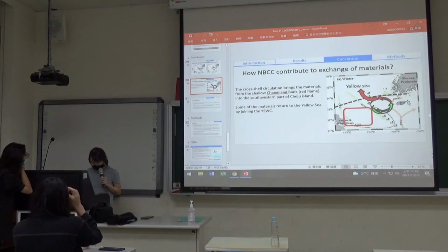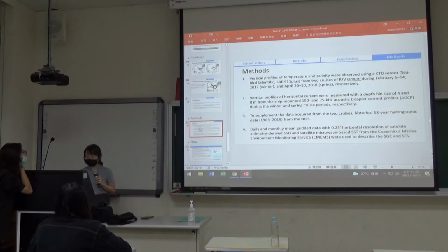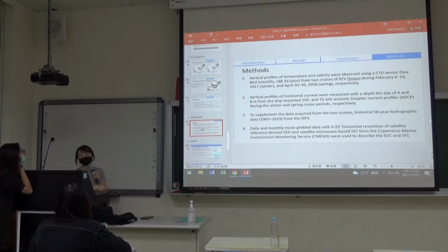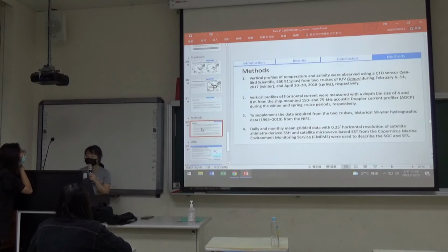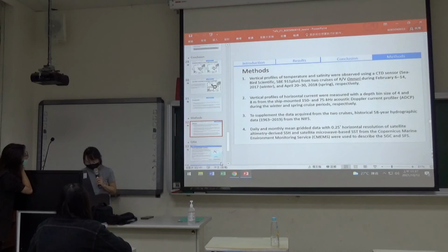And then this slide is really unnecessary. If I were you, what I would do is I would put a photo of the CTD, I would put a photo of the ADCP, that's it. There's no meaning for this, forget it already.